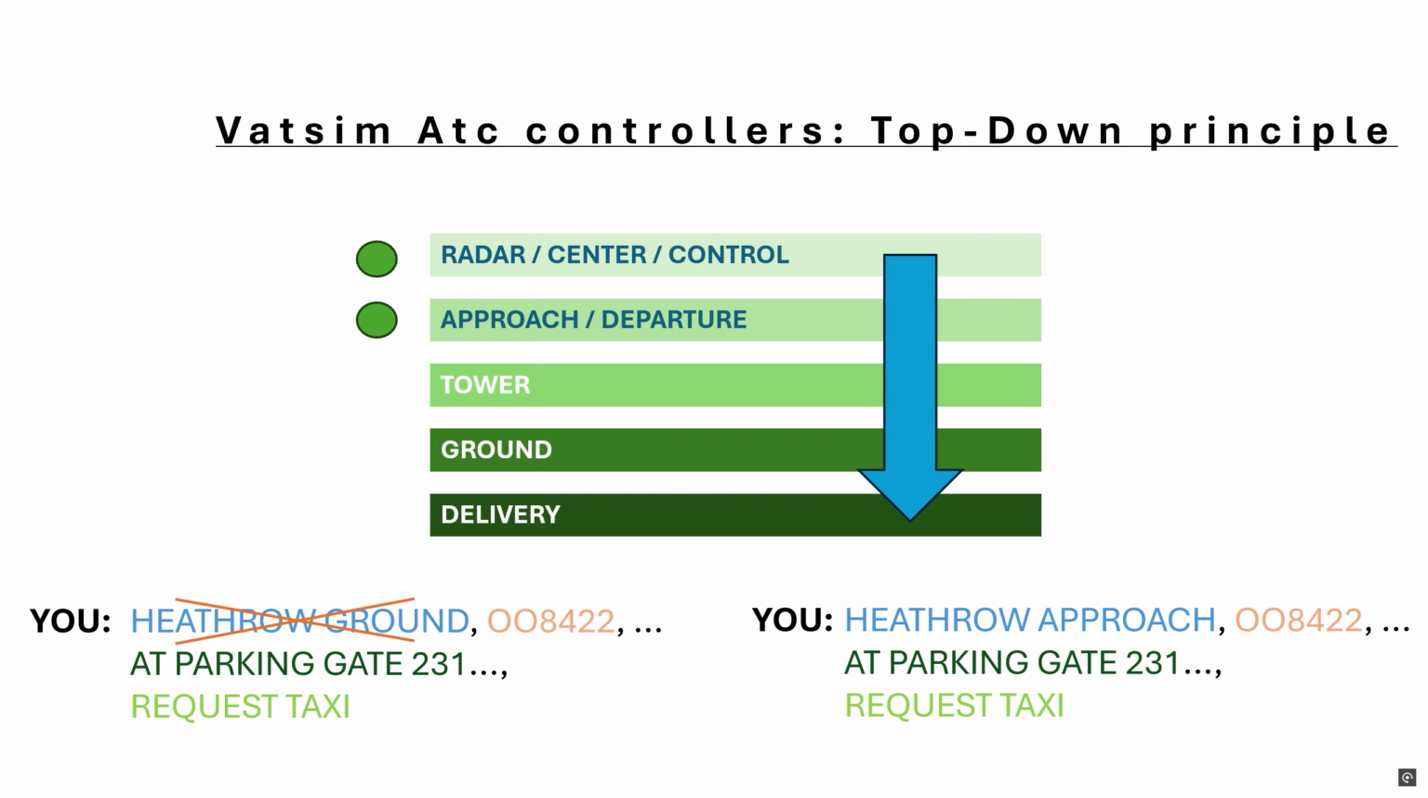Let me give an example. Earlier on, we said Heathrow ground, Oscar, Oscar 8422 at parking gate 231, request taxi. Now, ground is not available here. I have given a green dot to show the first available frequency. We see the first available frequency when we bubble up is approach departure. That's why you would say Heathrow approach, Oscar, Oscar 8422 at parking gate 231, request taxi.